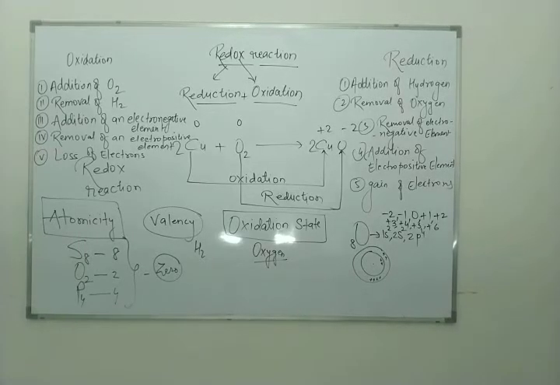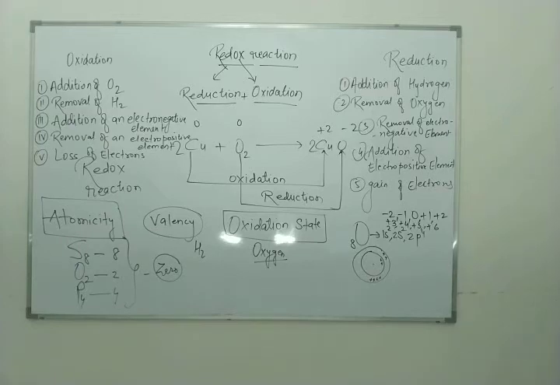The oxidation state of all elements in their elemental form, the standard state, is taken as 0. So here you can see Cl2, F2, O2, P4, O3, Fe, H2, N2, C. These all exist in the 0 oxidation state.